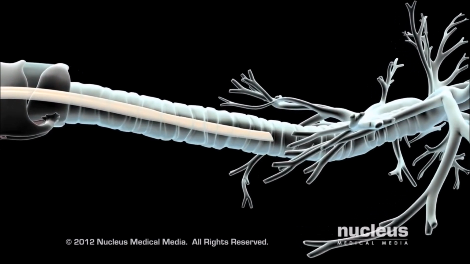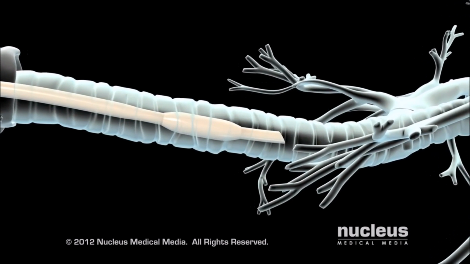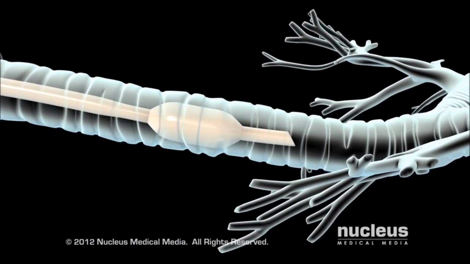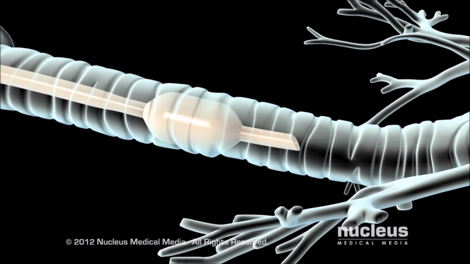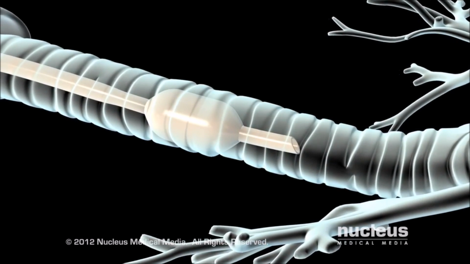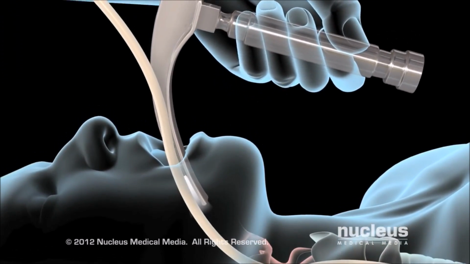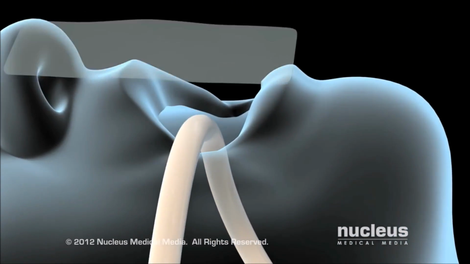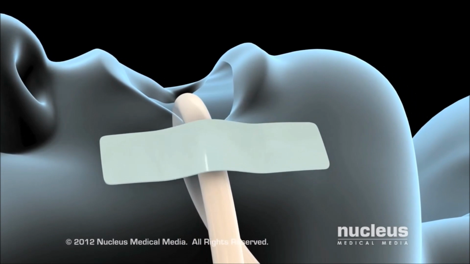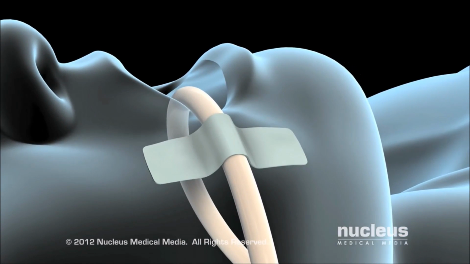Once the endotracheal tube is in the trachea, your doctor will inflate a small balloon surrounding the tube to make sure it remains snugly in place. Your doctor will remove the laryngoscope and tape the tube to the corner of your mouth to prevent it from being jostled out of position.